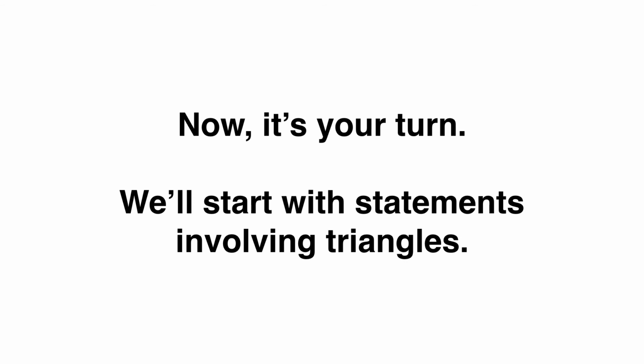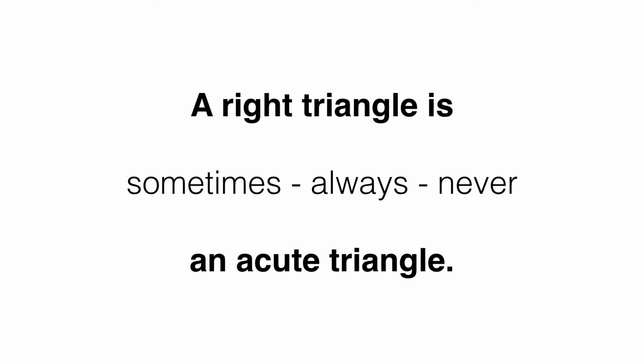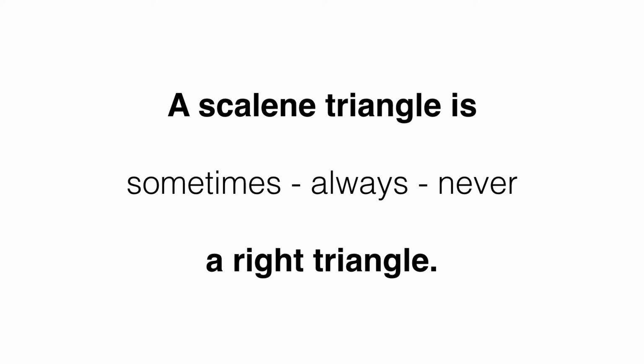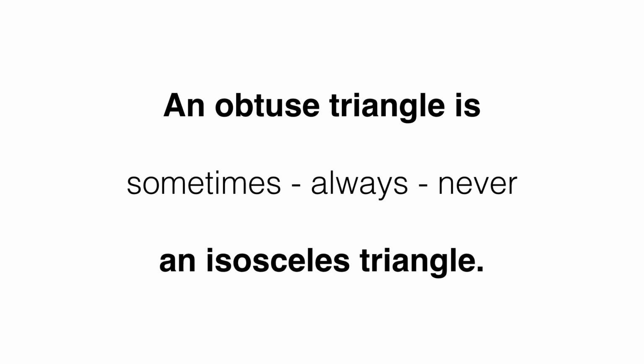Now it's your turn. We'll start with statements involving triangles. A right triangle is sometimes, always, or never an acute triangle. An equilateral triangle is sometimes, always, or never an acute triangle. A scalene triangle is sometimes, always, or never a right triangle. An obtuse triangle is sometimes, always, never an isosceles triangle.